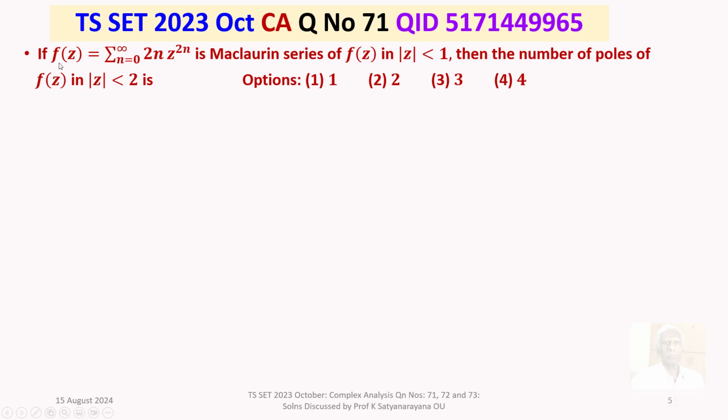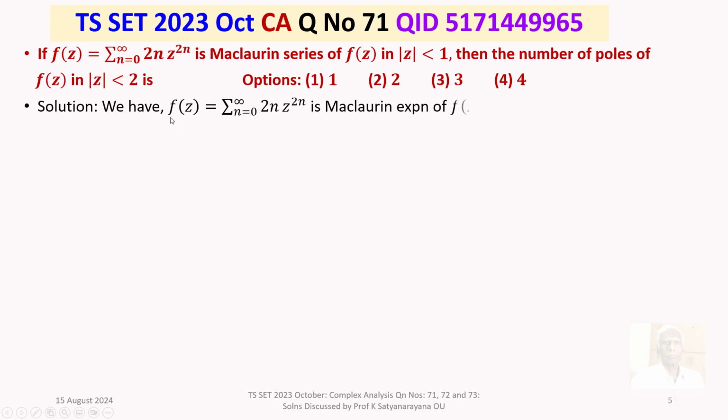So you are given f(z) as a Maclaurin series of f(z) valid in mod z less than 1, and you are asked to find the number of poles of f(z) in mod z less than 2. The Maclaurin expansion is given in mod z less than 1, but you are asked to find the number of poles of f(z) in mod z less than 2. Let's now discuss the solution of the problem in detail.